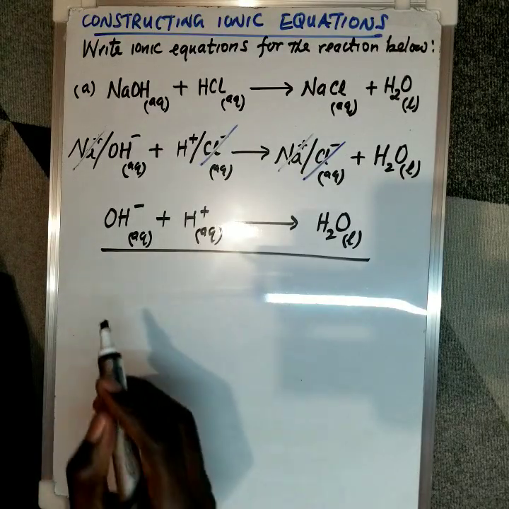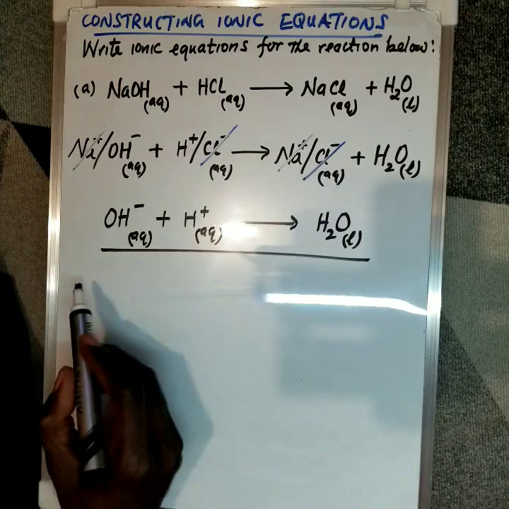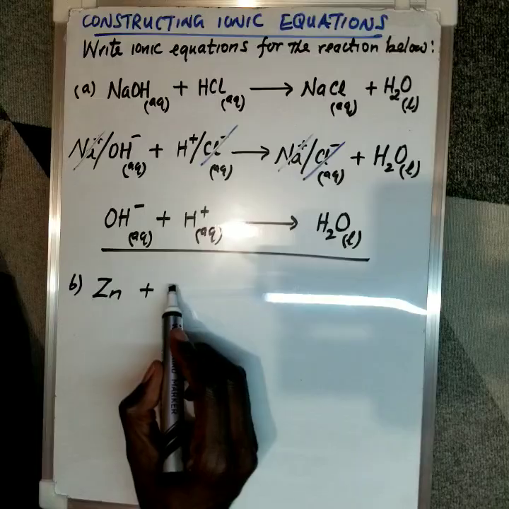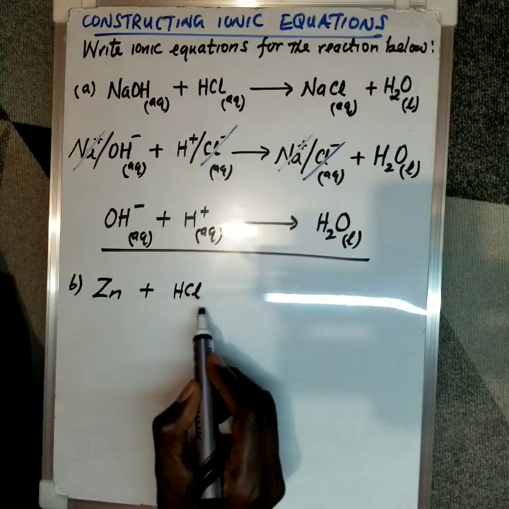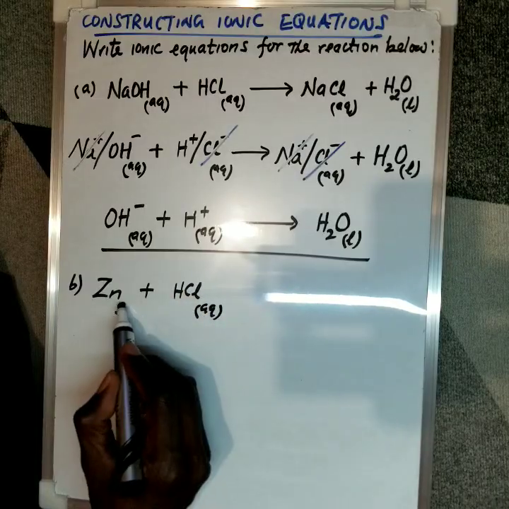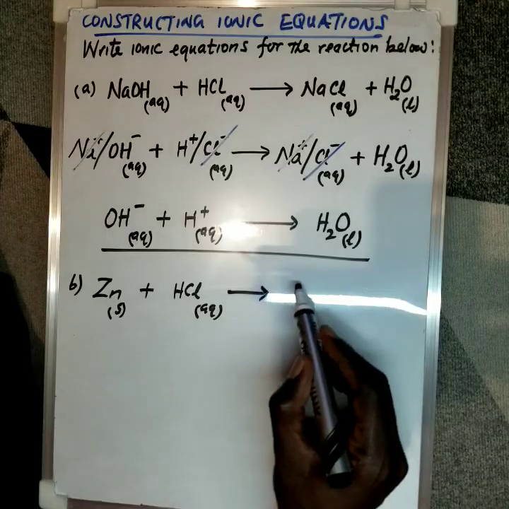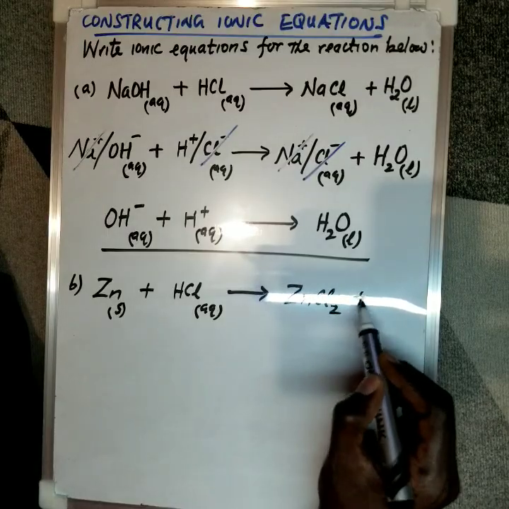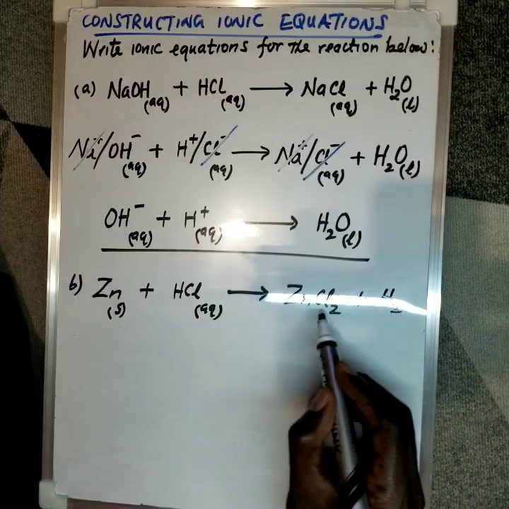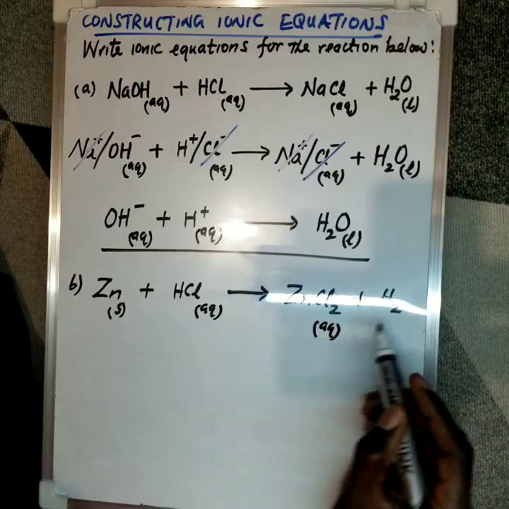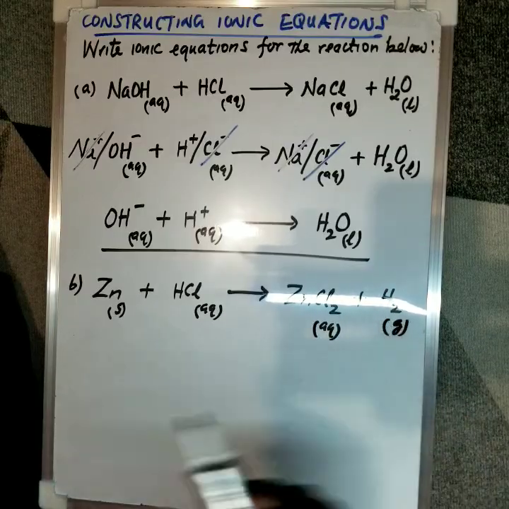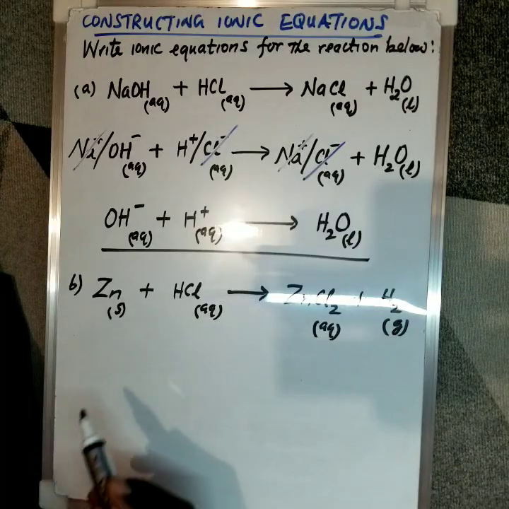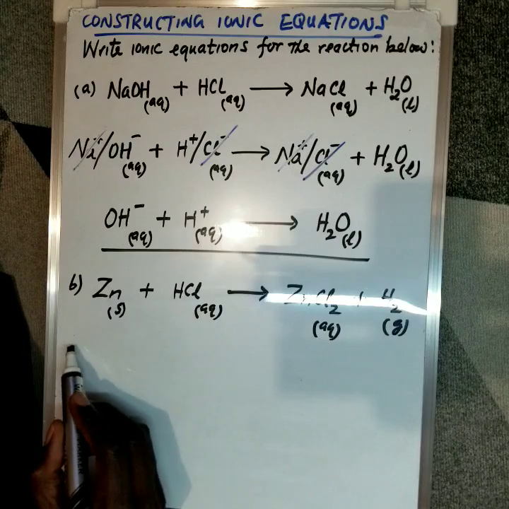Let's look at another one that we do have, I'll call it B. Let's say that zinc is reacting with hydrochloric acid, which is in aqueous. Zinc is a metal, therefore it will be in solid form, and that is going to produce zinc chloride. That's the correct formula, plus hydrogen. Zinc chloride is in aqueous, hydrogen is simply in gaseous form. Let's try to write the ionic equation. Are you going to split this? No, you leave it.